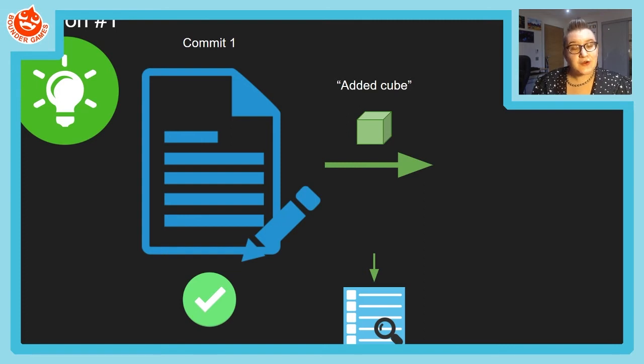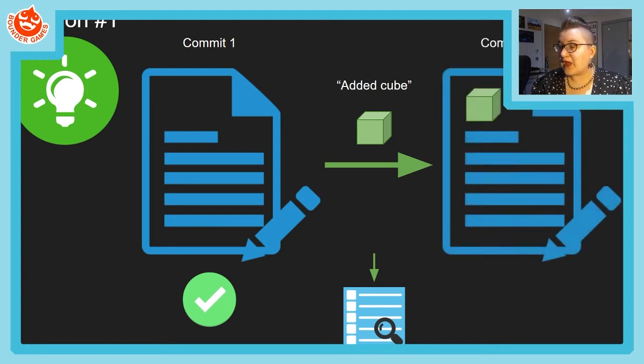And later, if you're like, okay, when did I add this cube? You can go through the database, you can search for it, and find the commit in which the cube was added. And so that's another commit in your database. Every time you make a significant change to your project, you will need to update this database with a new commit, a new snapshot.